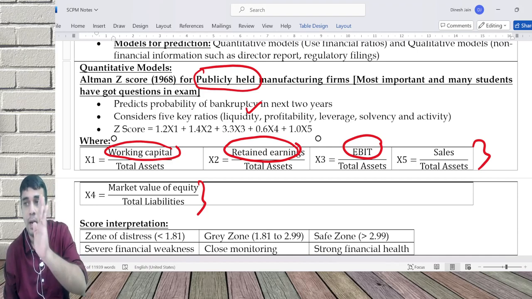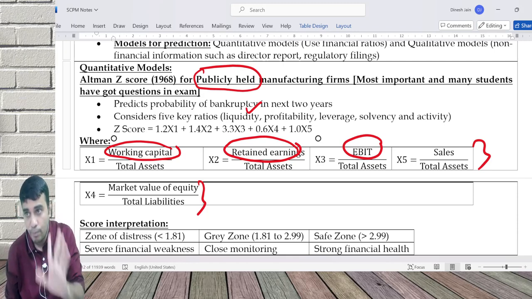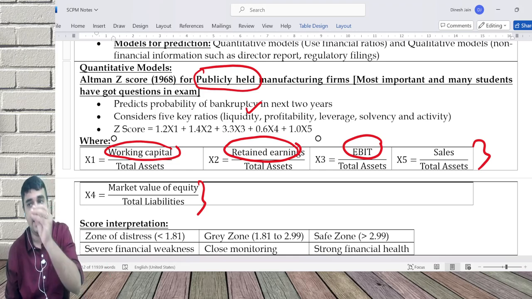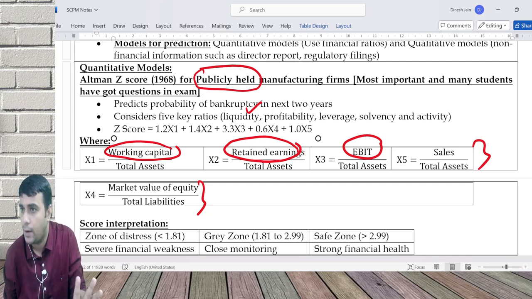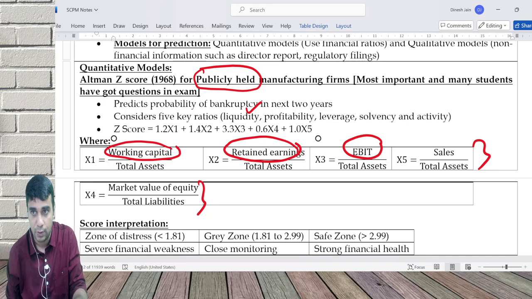I'll come to problem solving on this in some time. This is the most important area for me. Have full clarity. This will take care of at least 8 out of 10 students getting a 10-mark question on Altman Z-Score. They're asking a two case scenario, not even one. They're asking two case scenarios on Altman Z-Score.